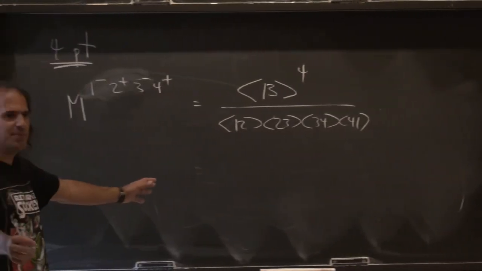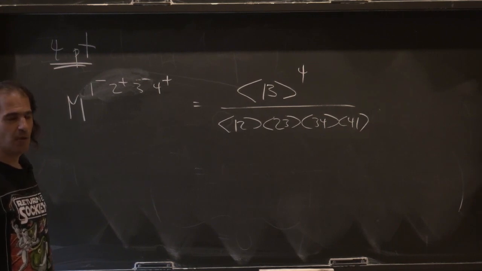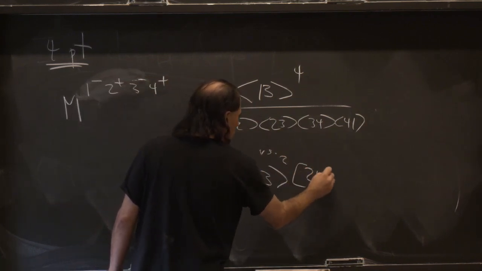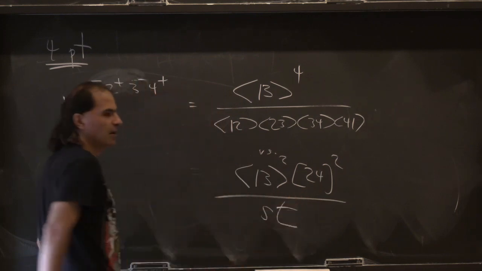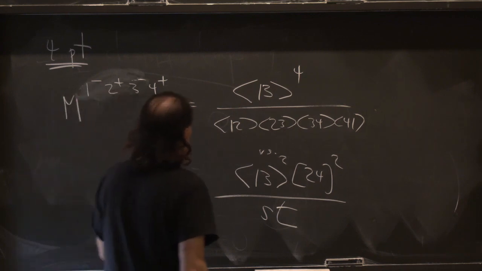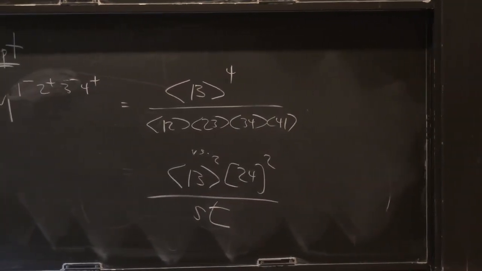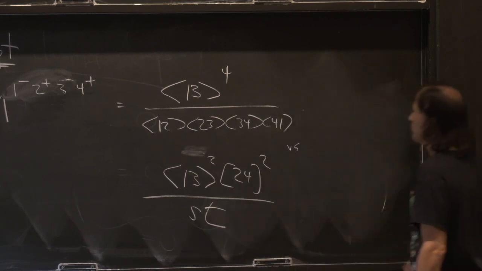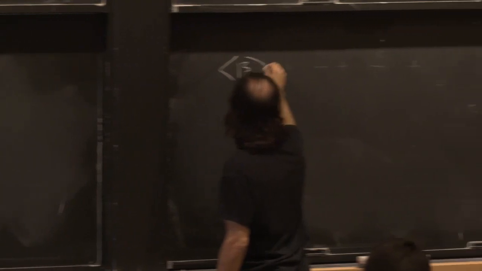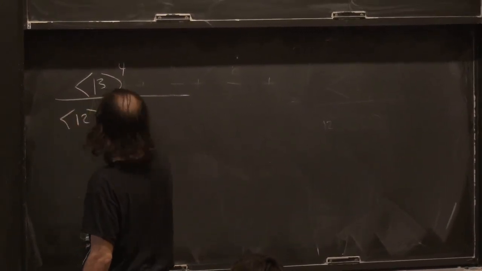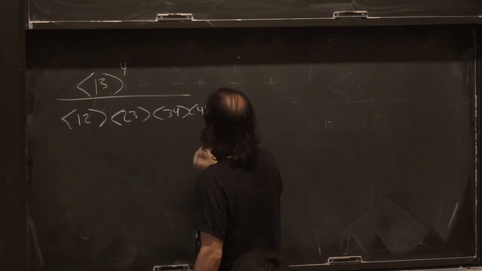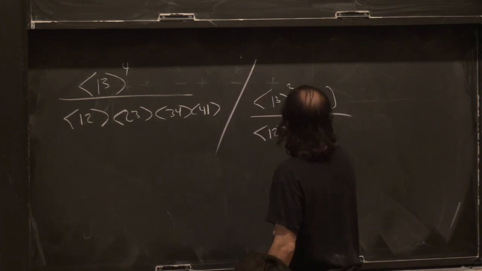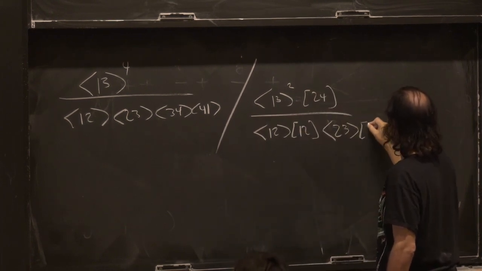Now, just a little exercise immediately. Let's compare this to the amplitude that we computed last time. Last time we got something that almost looks like this, but it looks like ⟨13⟩ squared [24] squared over s times t. So that's what we wrote down last time. Let's just see why these two things are equal to each other, just as a little exercise in playing with these brackets. Are they equal to each other? So let's just divide them. ⟨13⟩ to the fourth over ⟨12⟩⟨23⟩⟨34⟩⟨41⟩, over ⟨13⟩ squared [24] squared over s t. And remember, s was angle bracket 12 square bracket 12, and t was angle bracket 23 square bracket 13.